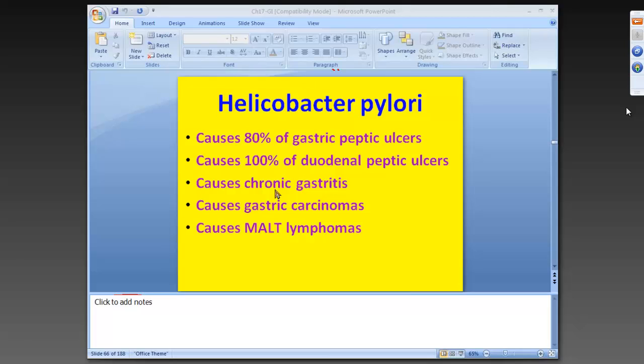Mucosa-associated lymphoid tissue, MALT, which is a malignancy of the flora of the mucosa, right? Solid tumors originate from cancerous growth of immune cells recruited to secretory tissues like the gastrointestinal tract, salivary gland, lungs, thyroid glands, okay?